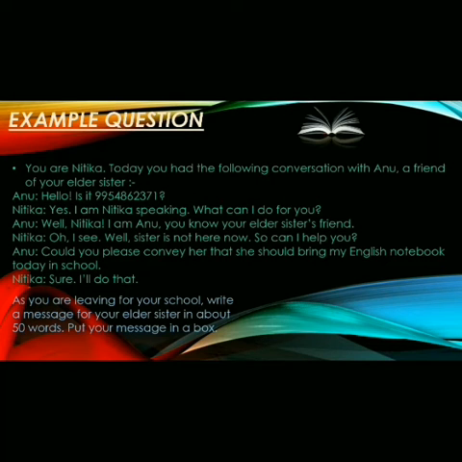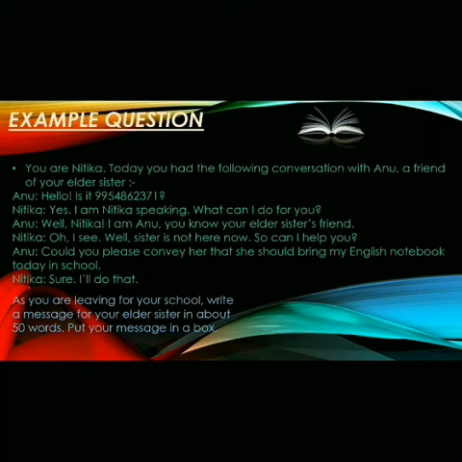Here is the example question. Now let me read the question and I'll make you understand. You are Nitika. Today you had the following conversation with Anu, a friend of your elder sister. Now you understood? Just take an example. You are Nitika and today you had a telephonic conversation with your elder sister's friend Anu.